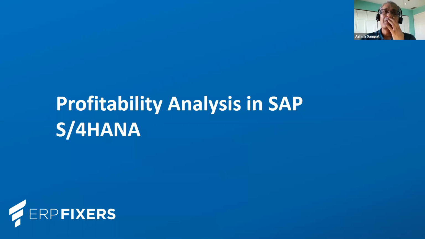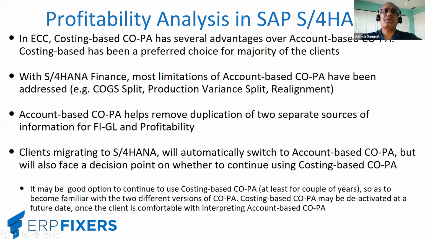So again, if we look at the history in ECC and even in the older version of R3, costing based COPA had those advantages over account based COPA. And that's why costing based was the preferred choice for the majority of the clients. I've seen many clients who have activated account-based COPA purely from reconciliation point of view, nothing else. And some have said that, no, we will do a reconciliation with FI itself, no need for account-based COPA, why to duplicate? Which is fine. But reconciliation becomes a challenge.